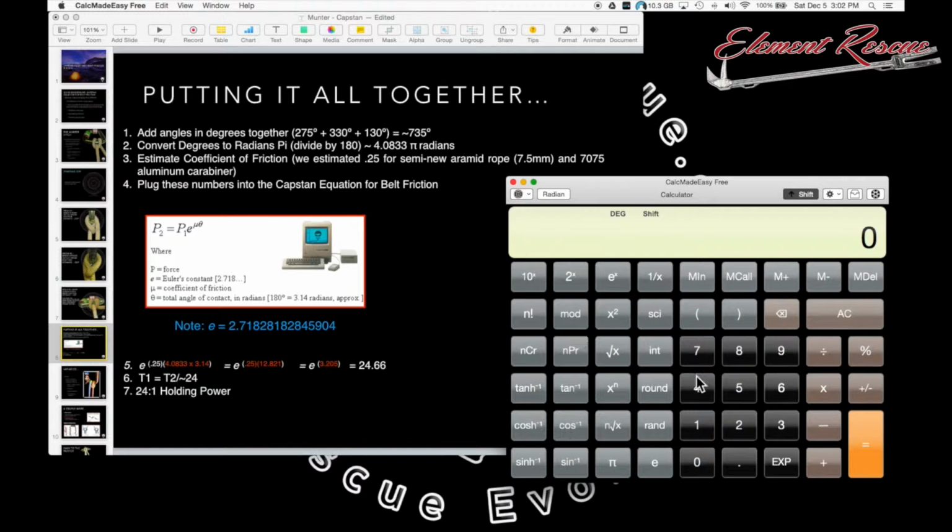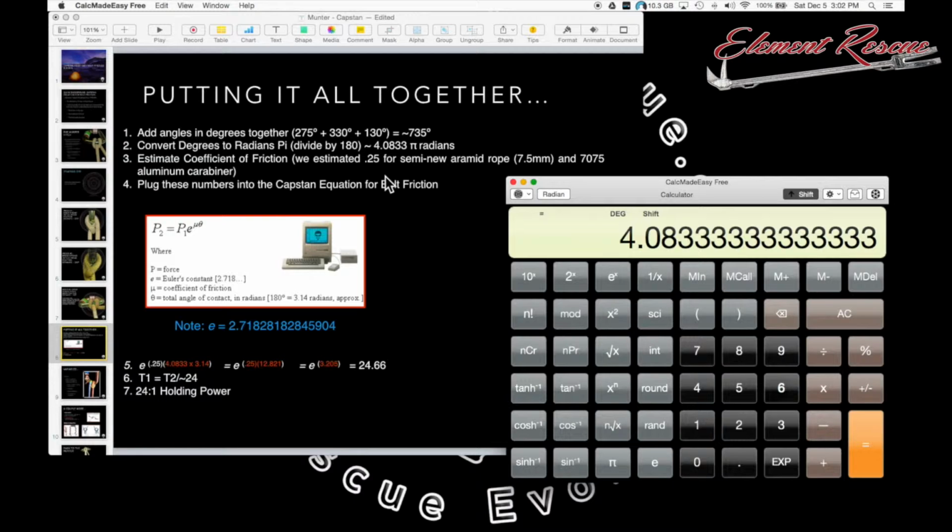So we want to go through and add these together. We take 275 plus 330 plus 130, which will give us around 735 degrees. We need to now convert this from degrees to radians, pi. To do that, pretty simple, just divide that number by 180 and we get 4.0833 pi radians. Now we're going to need to take pi out of that, but that's actually going to come down here when we get into the equation.